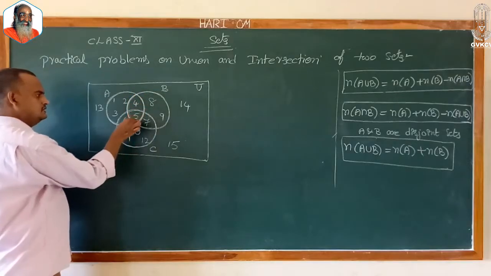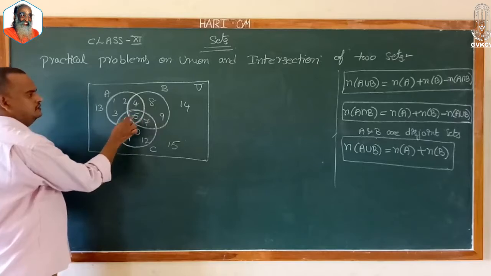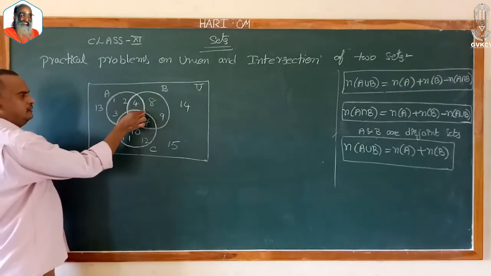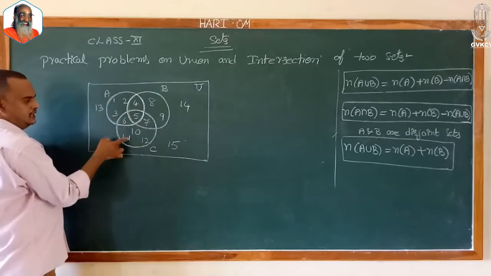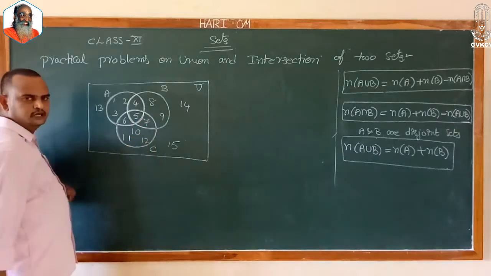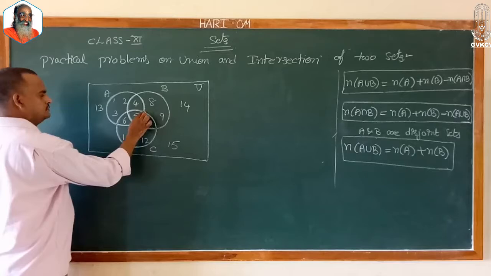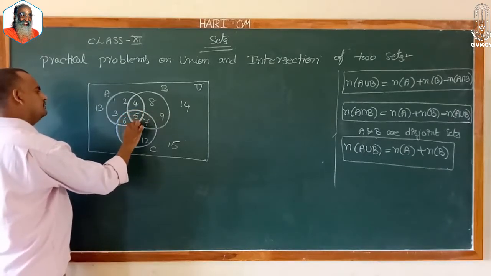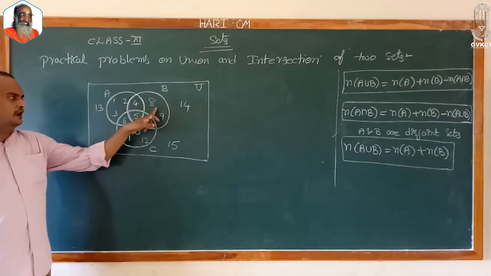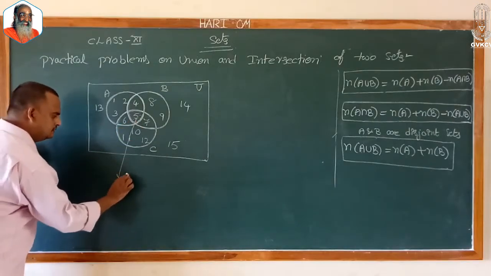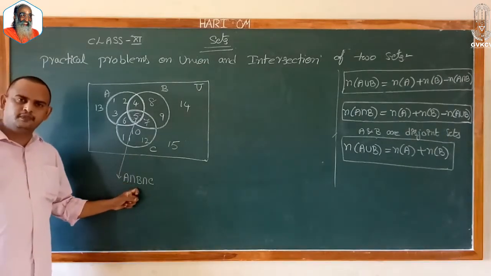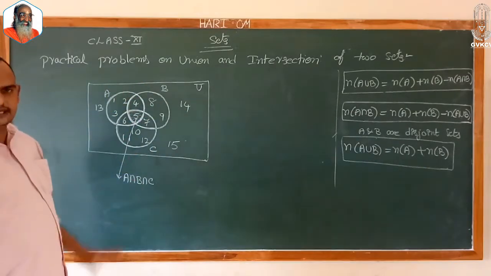Now this is the common part between A and B, so we can call it A intersection B. This portion is the common part between A and C, which is called A intersection C. This portion is the common part between B and C, which we call B intersection C. And this part is the common part between all three sets, present in set A, set B and set C. This portion is called A intersection B intersection C. Now, whenever we have three sets, what is the formula?